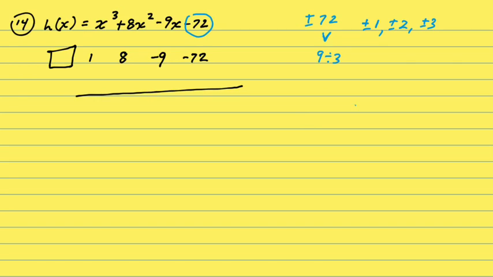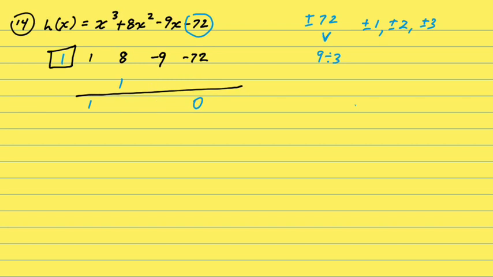Anyway, let's try the small numbers. 1, bring down the 1, multiply. Again, I'm looking for a remainder of 0. 1 times 1 is 1. I add these, I get 9. 1 times 9 is 9. I add these, I get 0. 1 times 0 is 0. I add those. I do not get 0, do I? So 1 does not work for 14.